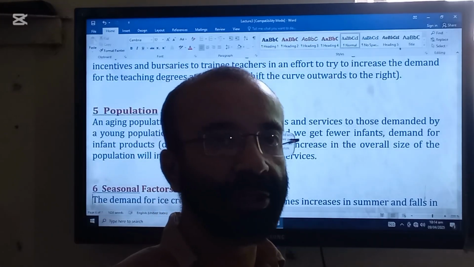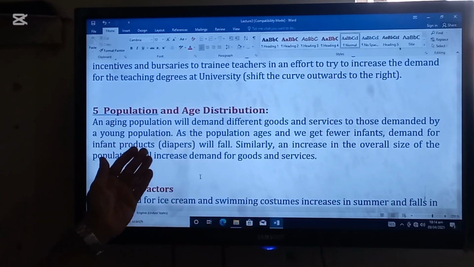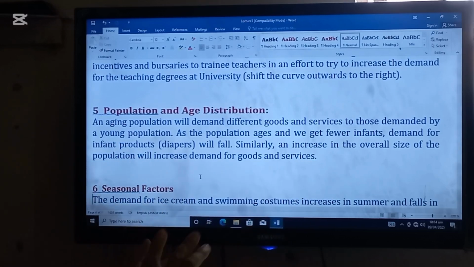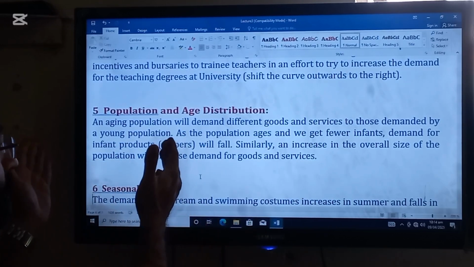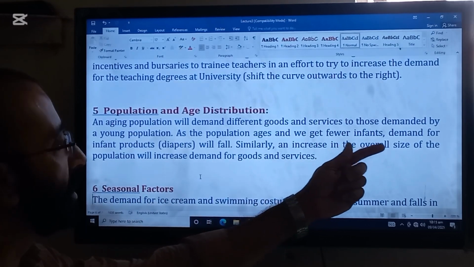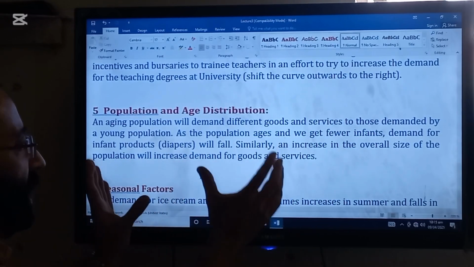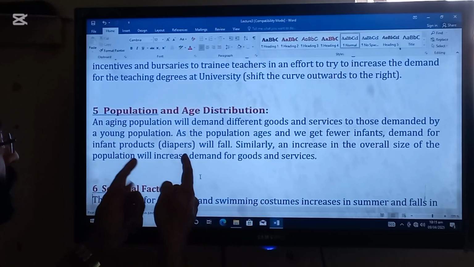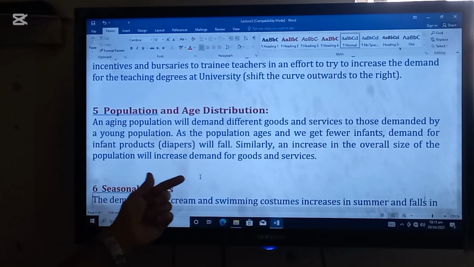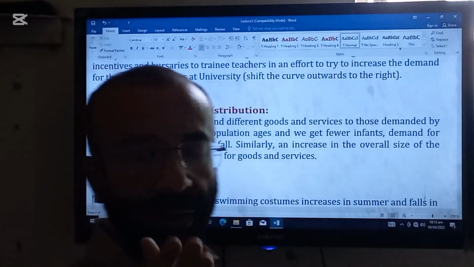The next point which we are going to discuss is the effect of the population and age distribution on demand. An aging population will demand different goods and services to those demanded by the young population. So definitely there is a difference between the demands of the aging population and the young population. As the population ages and we get fewer infants, demand for infant products, that is diapers, will fall because the population of infants is very small. So the demand for diapers will fall. Similarly, an increase in the overall size of the population will increase demand for goods and services. So this is the effect of the population and age distribution on the demand.